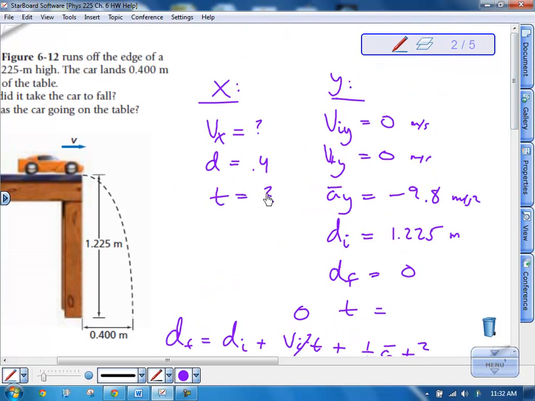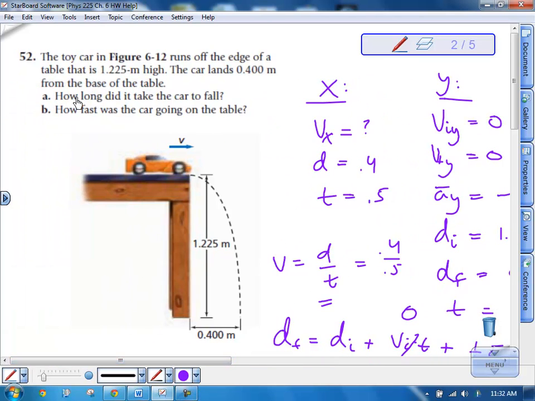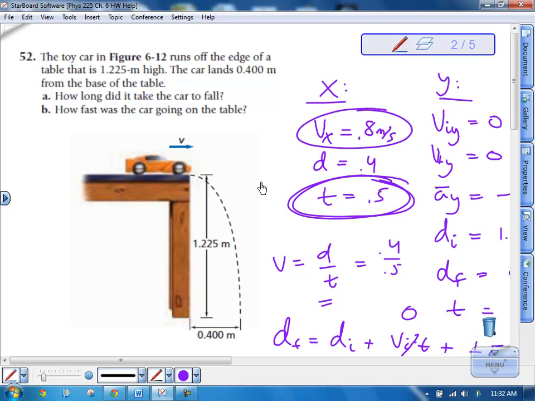We can then enter that in right here, and once again do velocity equals distance over time, where we have 0.4 over 0.5. Actually, I'm sorry, that's all they wanted for the first question. How long did it take the car to fall? That's the question for part A, the answer for part A. And then how fast was it going? That's the question they want for part B, which is 0.4 over 0.5, which would give us 0.8 meters per second. So there's part A, and there's part B.